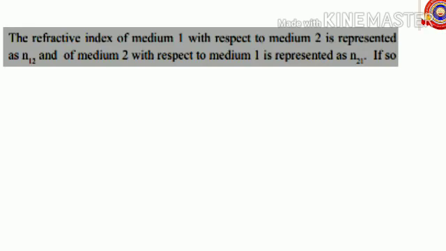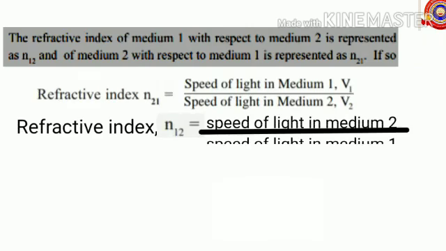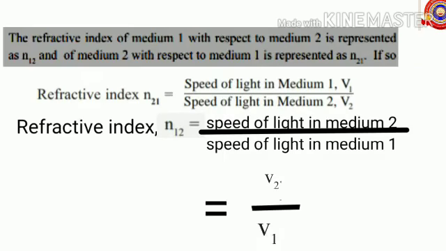So how can we find out the refractive index n21? Yes, speed of light in medium 1 divided by speed of light in medium 2. That means the refractive index of medium 2 with respect to medium 1 is v1, that is the speed of light in medium 1, divided by v2, speed of light in medium 2. So how can we find out the refractive index n12? That means the refractive index of medium 1 with respect to medium 2, that is n12, is speed of light in medium 2 divided by speed of light in medium 1, that means v2 by v1.